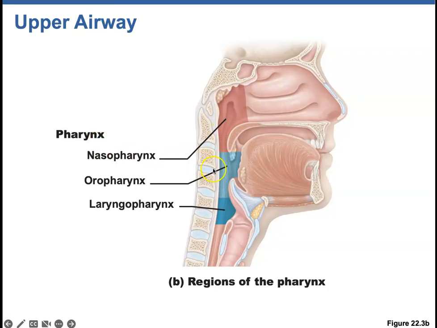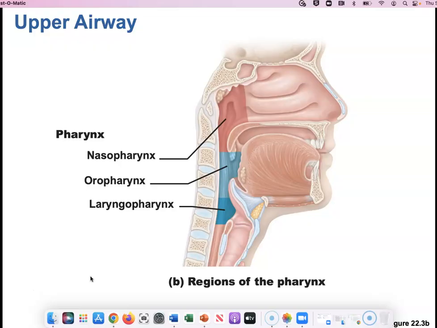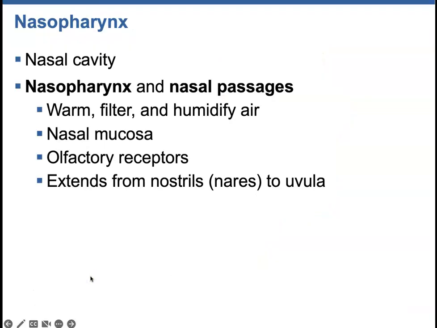So our pharynx is divided into the nasopharynx, the oropharynx, which is just the back part of the mouth, which is what we normally call the throat, and then the laryngopharynx, which is the posterior part here behind the epiglottis. So nasopharynx, just remember that is where your nasal passages are.